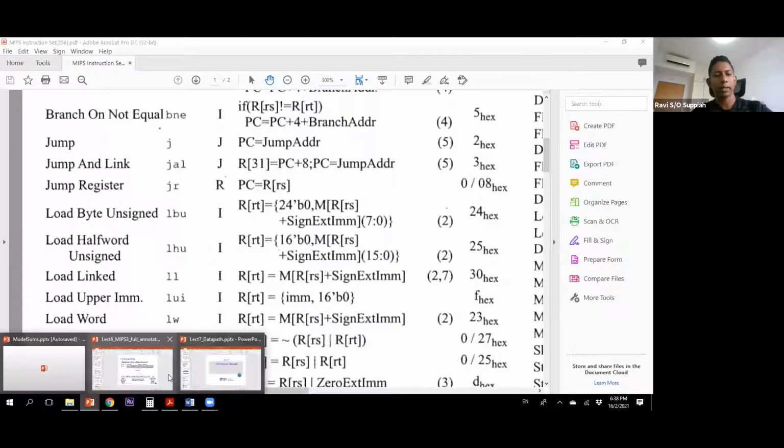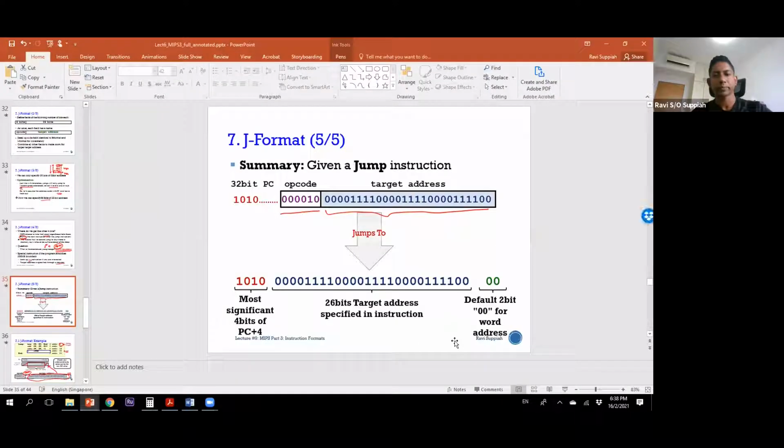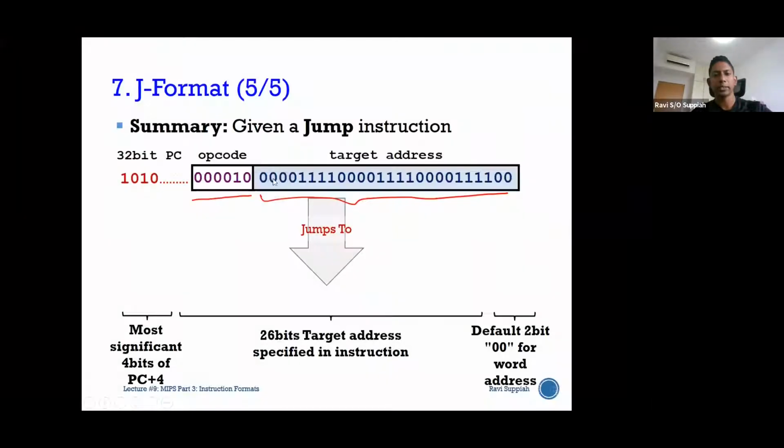Coming back here, we can see that this represents a value of 2, 0, 0, 0, 0, 1, 0. So that is the opcode. And since this is a jump instruction, we will use the remaining 26 bits to calculate the actual address to jump to. So how do we do it?